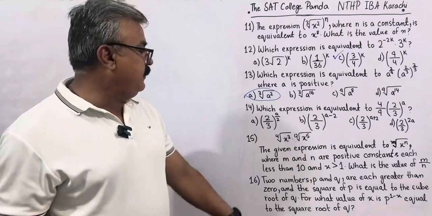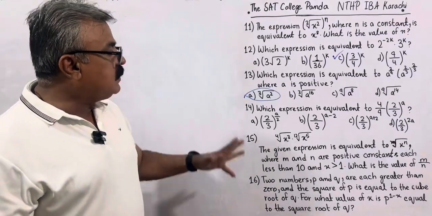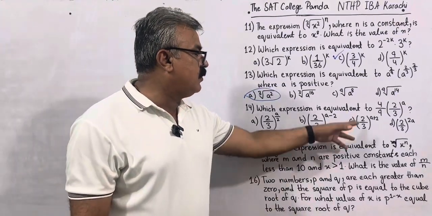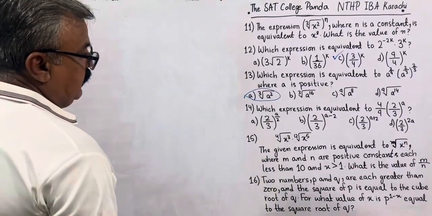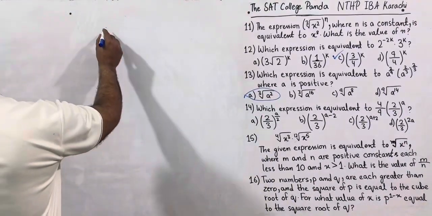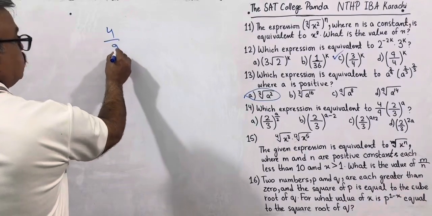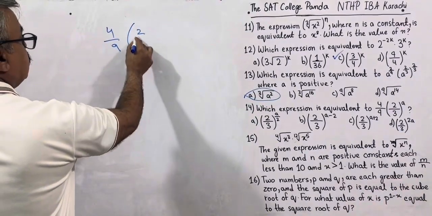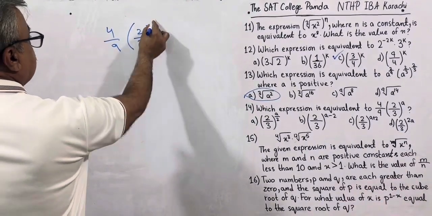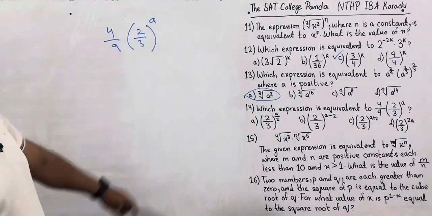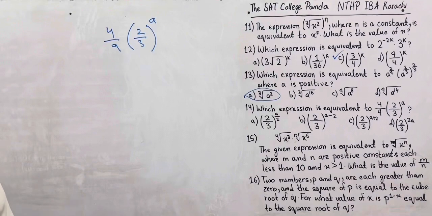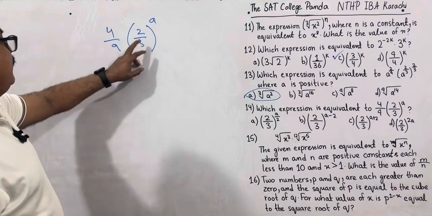Question number 14. Which expression is equivalent to 4 over 9 times 2 over 3 raised to a? Now we have no idea what the value of a is. Is it any real number? Nothing has been mentioned about a. So we cannot touch this term.